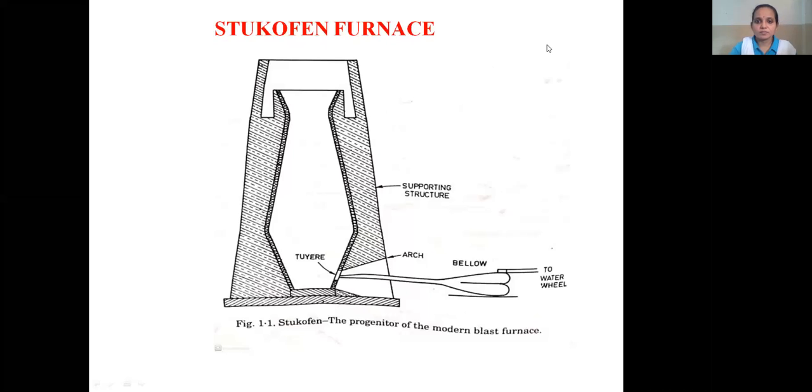The pig iron later will be heated and quenched to produce wrought iron, the puddling process. Then it is heated for the production of cast iron. Later, some developments took place. We can see that today's blast furnace product is pig iron, which can then be sent to the steel making shop. So this is about the Stokofen furnace.